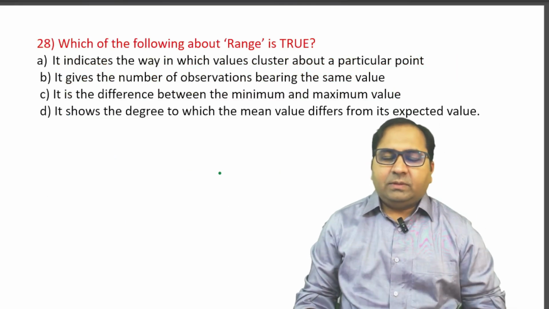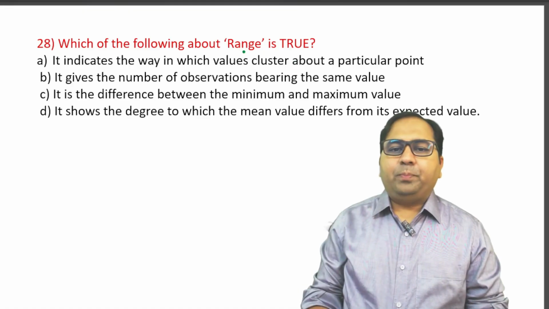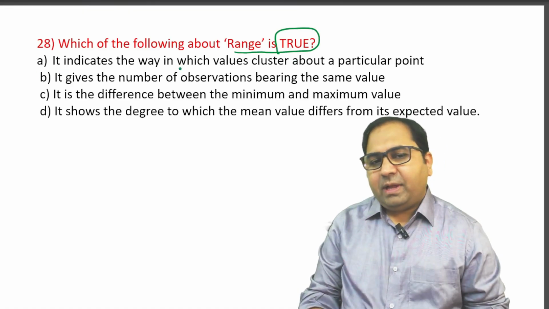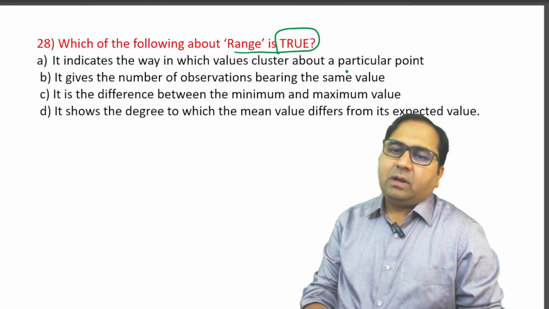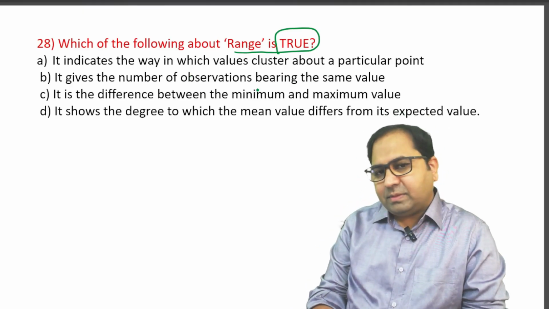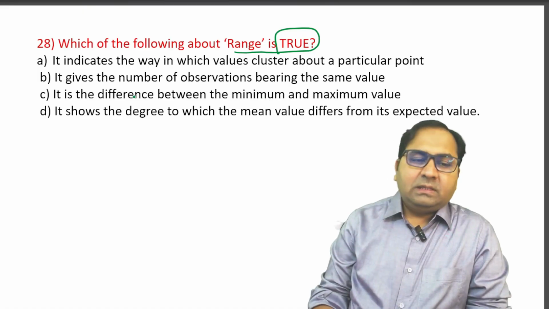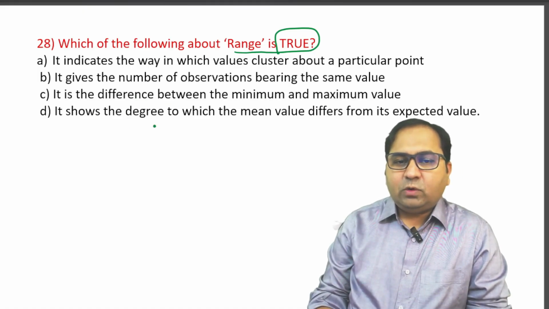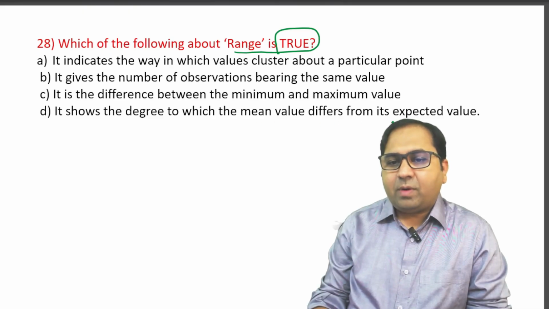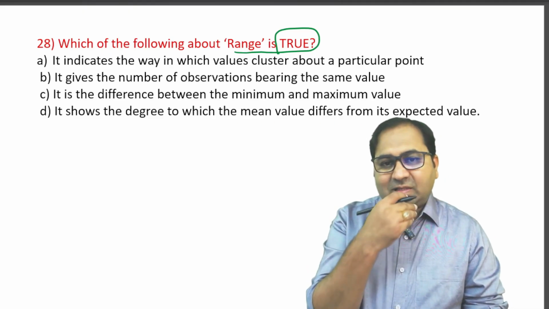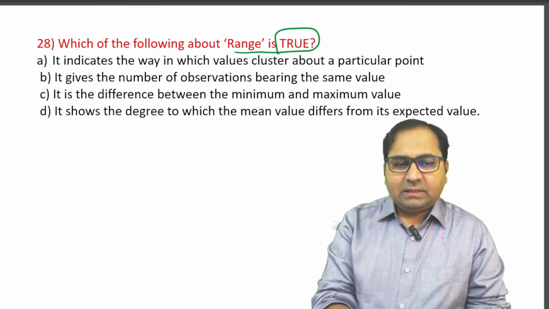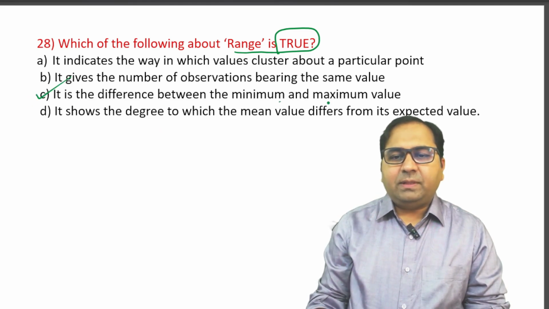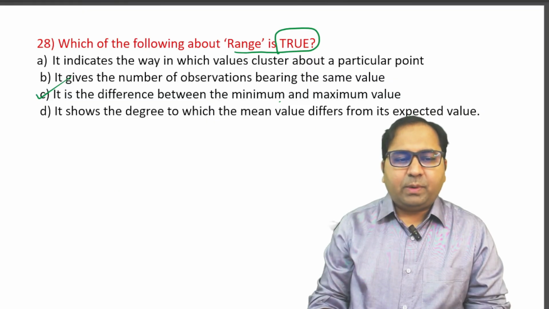Next question. Which of the following about range is true? The options are A, it indicates the way in which values cluster about a particular point. B, it gives the number of observations bearing the same value. C, it is the difference between the minimum and the maximum value. And D, it shows the degree to which the mean value differs from its expected value. So only one statement is correct regarding the range. The answer for our question is C, that is, it is the difference between the minimum and the maximum value. Please remember this point.